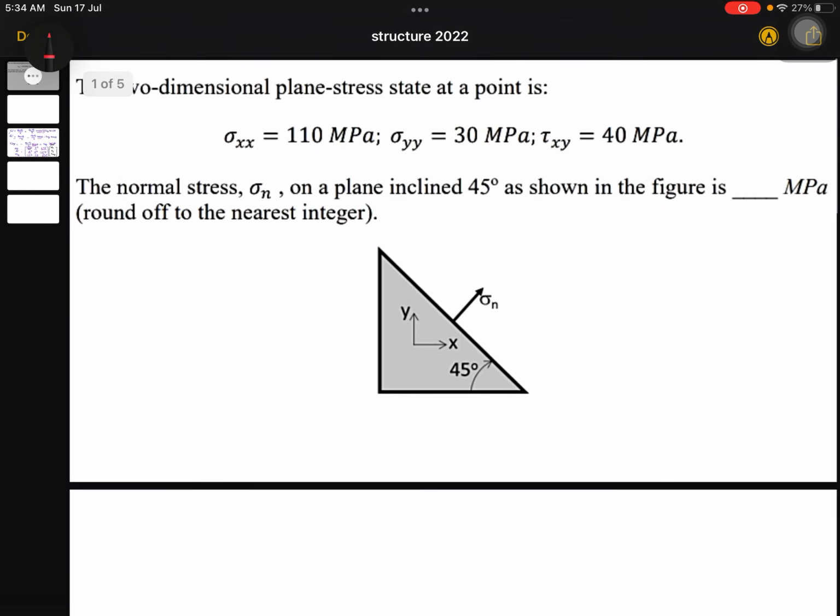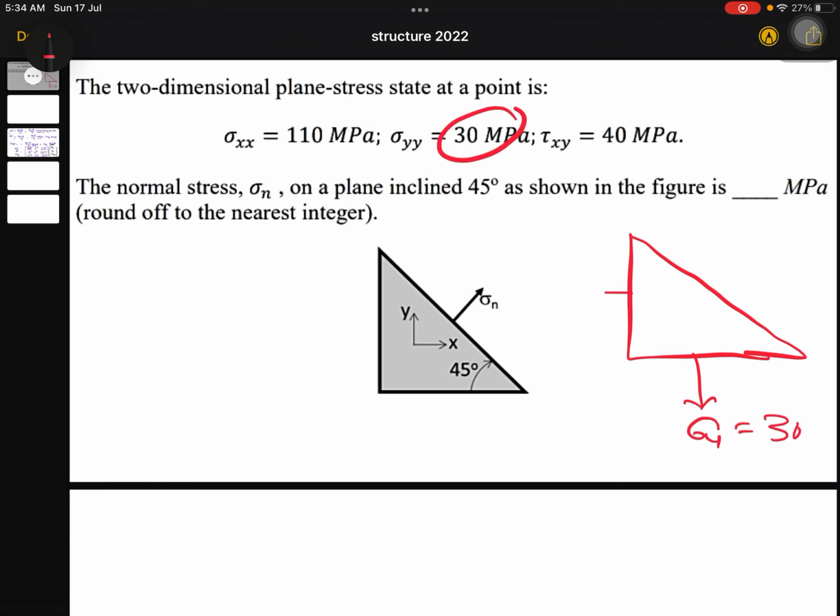To draw the Mohr circle, first of all you should know what kind of loading is given. In this direction, sigma y is given as you can see 30. In this direction, sigma x is given as 110. And then the tau value, as I just told you, we have to consider tau like this, so tau xy is equal to 40 megapascal. Okay, now you give the name as plane ABC. So one tau like this.